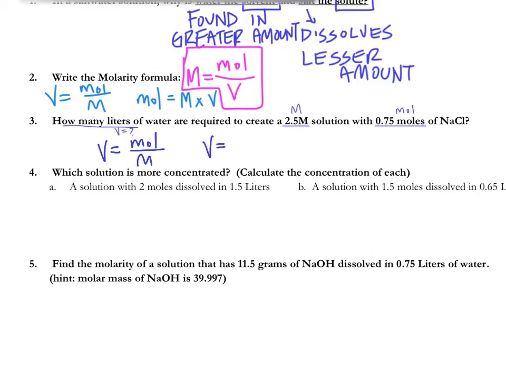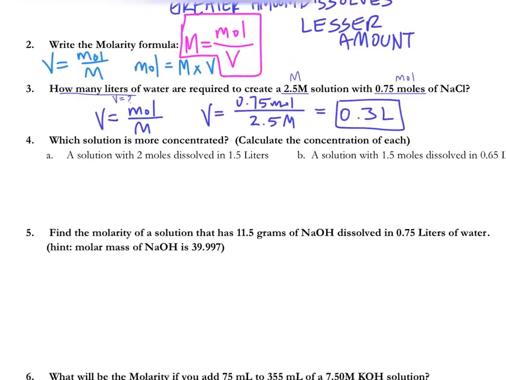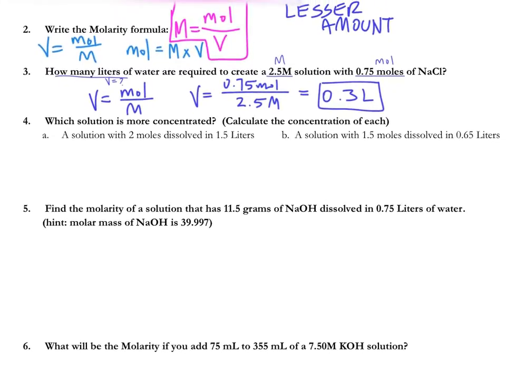So since I've already identified everything that's given to me and what I'm solving for, I'm going to plug them into my equation, where my moles is 0.75 and my molarity is 2.5. And when I divide those two together, I get 0.3 liters. All right, moving on to the next one, number 4. Number 4 says, which solution is more concentrated?